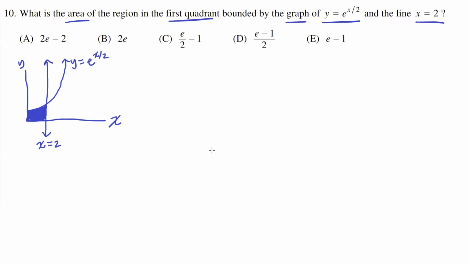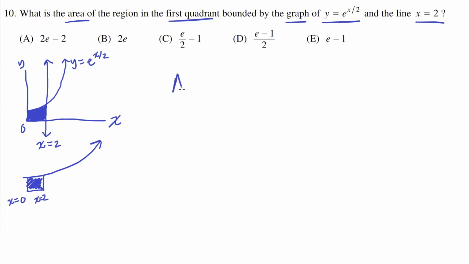So what we need to do is an integral. And the integral that gives us this area is the area under the curve y equals e to the x over 2. And we see that we need to calculate this from 0 to 2. Because if we redraw this curve again, the area of that shaded region is just the area under this graph from x equals 0 to x equals 2. And we can do that with an integral and setting the bounds.